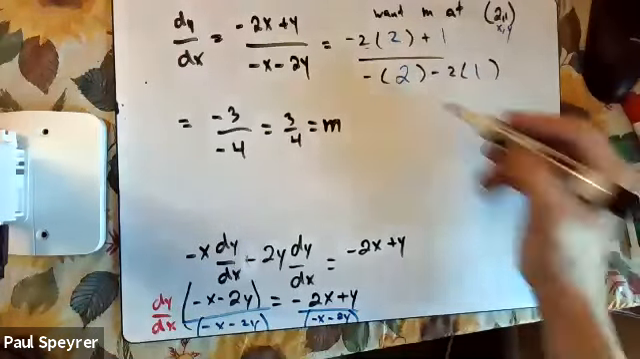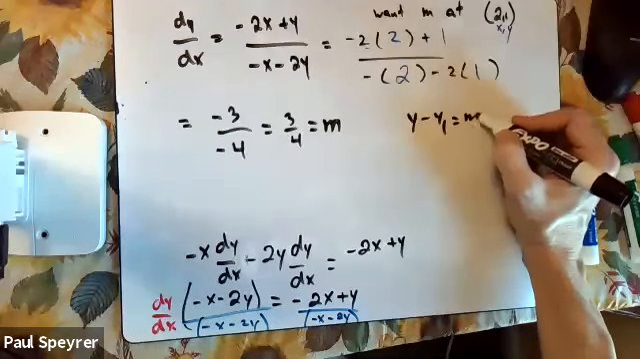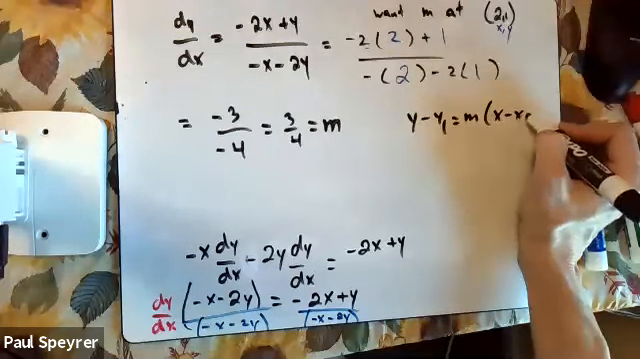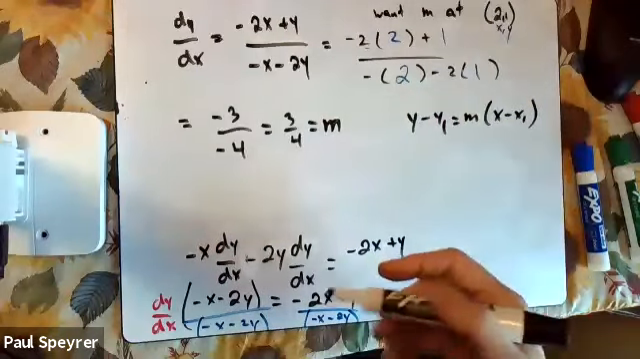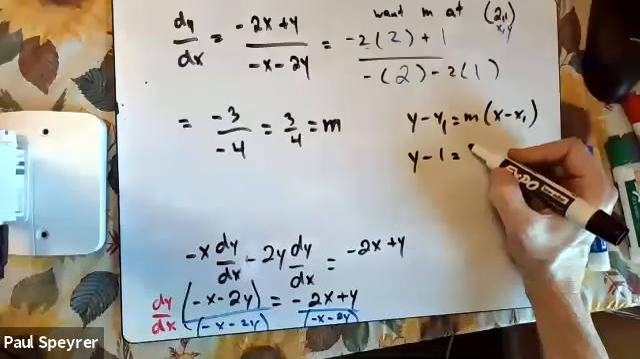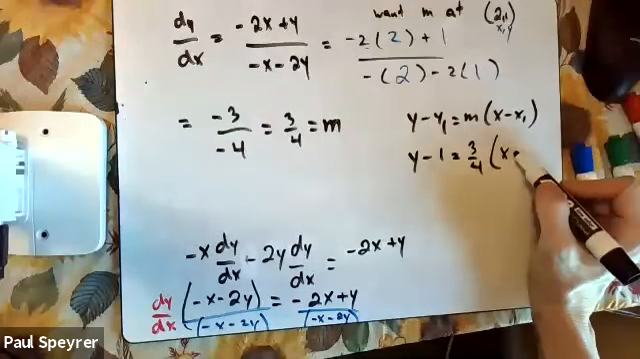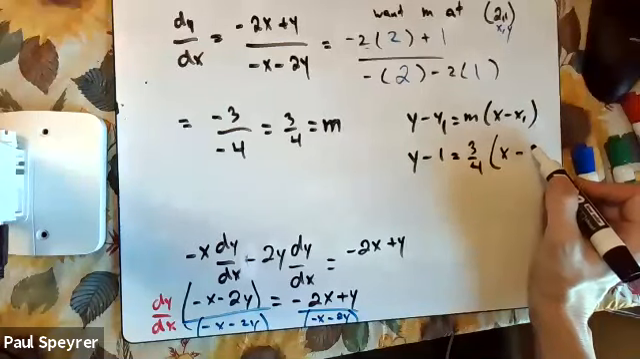Now, where do we go from here? Point slope formula, right? Because it wants the equation of a tangent line. We plug all this stuff in. So we have y minus 1 equals 3/4 times x minus 2.